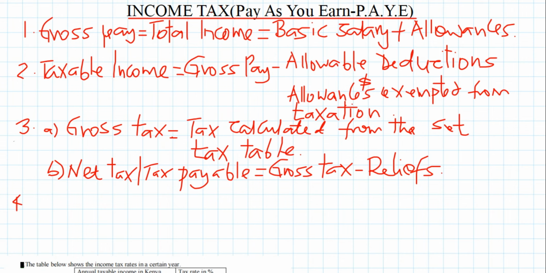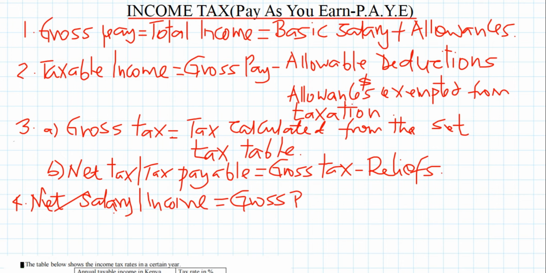And then finally, the fourth terminology that we look at is what we call the net salary or the net income. So the net income is where we take the gross pay and then we deduct all the deductions that this employee makes, whereby we also include the tax that we calculated that they are supposed to pay.